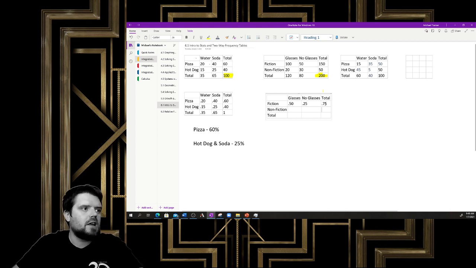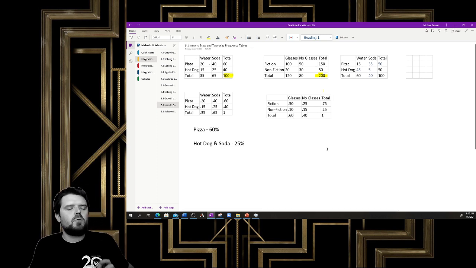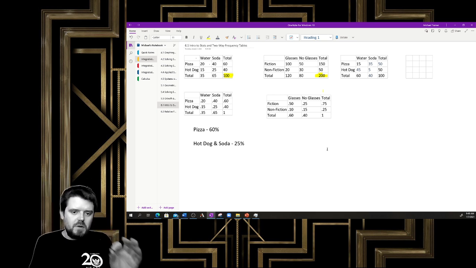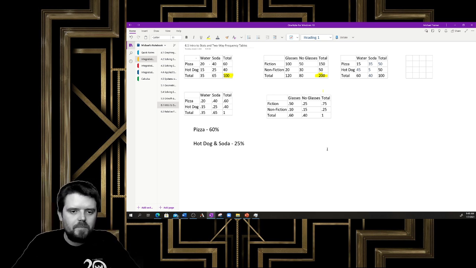And just like the regular frequency table, our relative frequency table, each row and column still needs to add up. So if it doesn't, it means you've made an error. 20 divided by 200, 30 divided by 200, 50 divided by 200, etc. And like I said, each row and column needs to add up. Your total in a relative frequency table at the bottom right will always be 1, which is representing 100%.